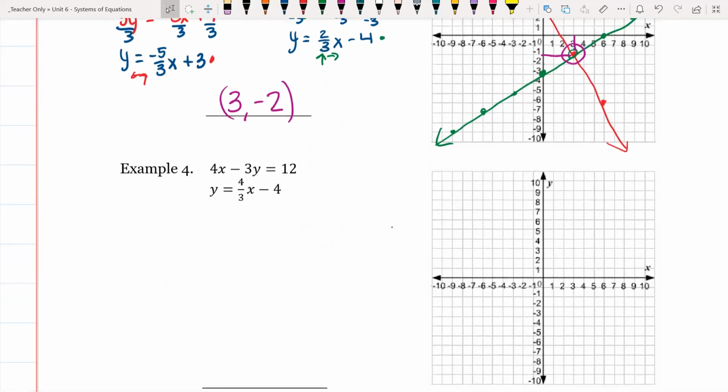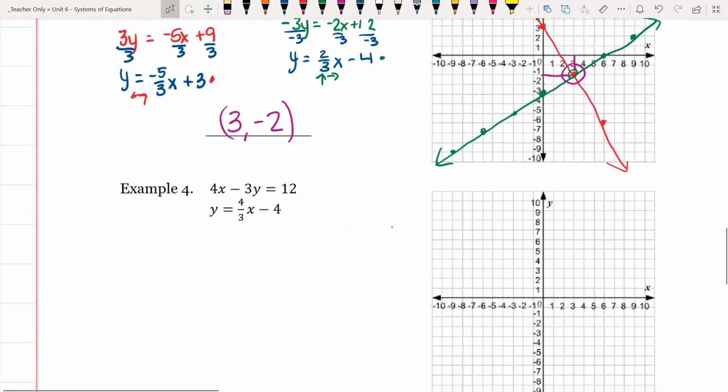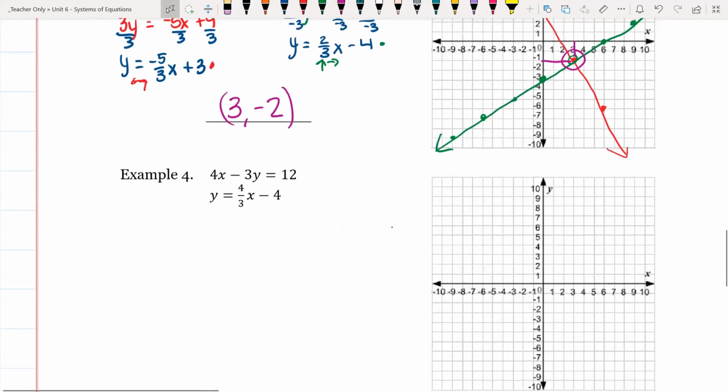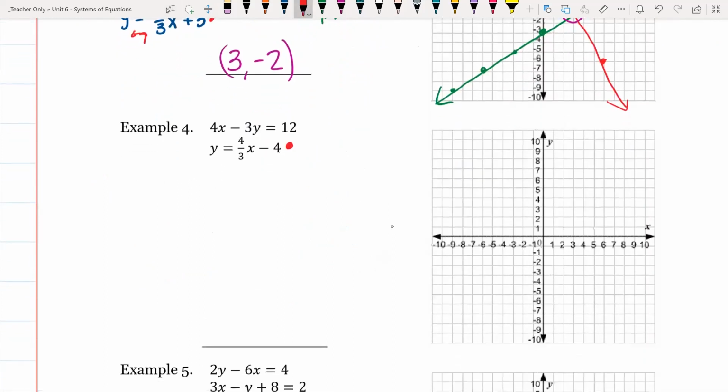Okay, I want you to try the next two. Just kidding. We'll do one more and then I'll have you do example 5 on your own. Okay, so one of them is already in slope-intercept form. So we could start by graphing that, right? So let's start by graphing that. We go 1, 2, 3, 4, down. We go up 4 over 3, up 4 over 3, up 4 over 3, and so on. If you can't go up anymore, go down. Okay, so there's our graph.